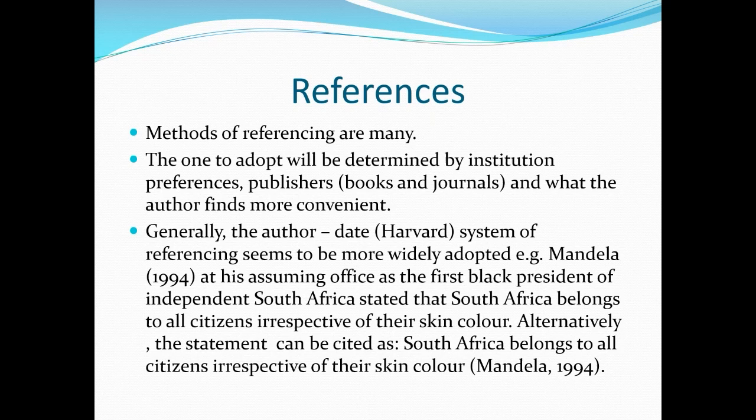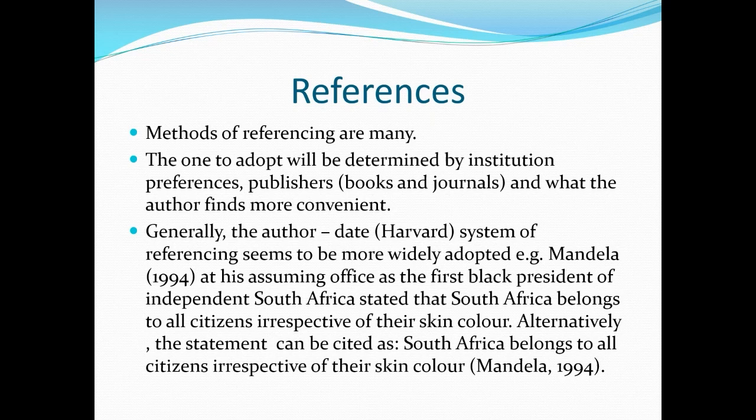We look at methods of referencing. Methods of referencing are quite many, and the one to adopt will be determined by the institutional preferences, publishers, or that is what the publishers want to do, or what their policy is, either book publishers or journal publishers, and what the author finds more convenient. Sometimes it is the convenience of the author that also determines which referencing method to adopt.